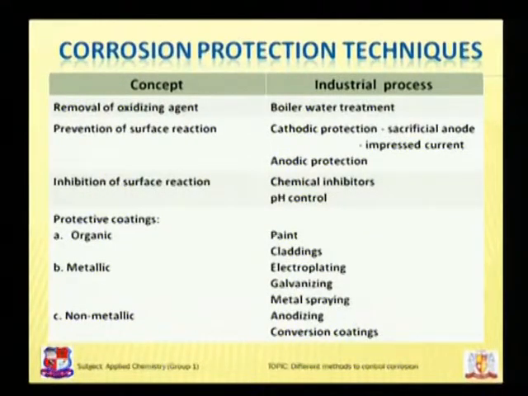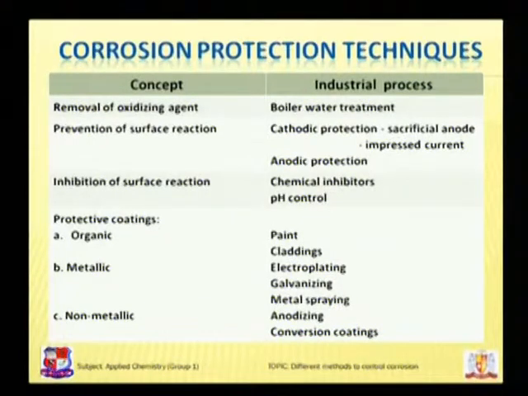For removal of oxidizing agent, boiler water treatment is used. For prevention of surface reaction, as we have seen, the cathodic protection, that is sacrificial anodic method and impressed current method is used. For inhibition of surface reaction, chemical inhibitors, that is inorganic, organic inhibitors, and pH control methods are used.